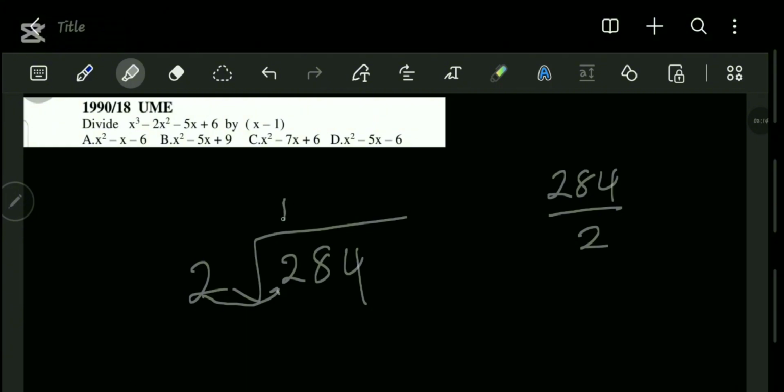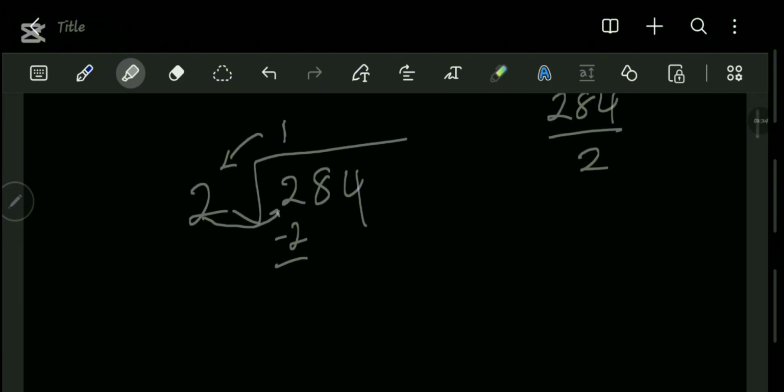Now whatever number you put here, use the number to multiply the number out here. So 1 times 2 gives you 2. Drop that 2 under this digit and subtract. So 2 minus 2 is 0. Then bring this second digit, join it together with the 0 down. You have 0, 8, which is still 8. How many 2's can you find in 8? That's 4. Drop the 4 up here on top of the 8.